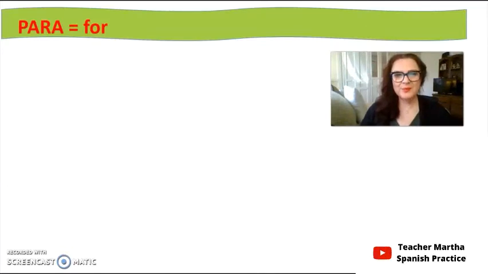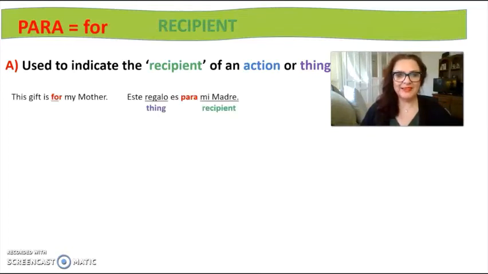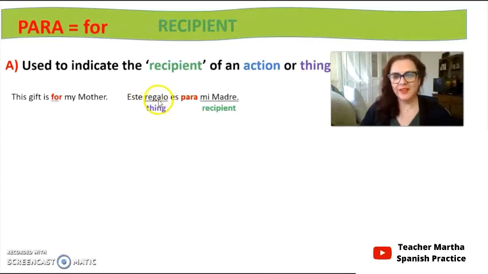So sometimes para means for in English. In the case of a recipient, used to indicate the recipient of an action or thing. What is this? Let me explain. The gift is for my mother. In this sentence, este regalo is the thing, the gift. Es para mi madre. Mi madre is the recipient of the gift. Este regalo es para mi madre.